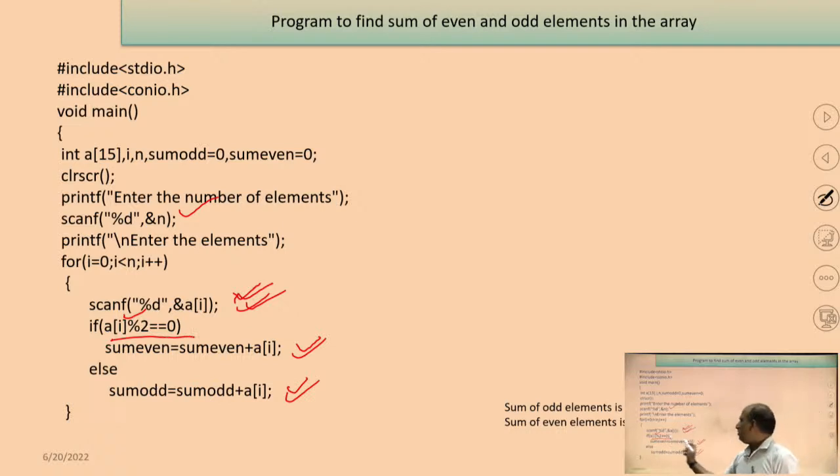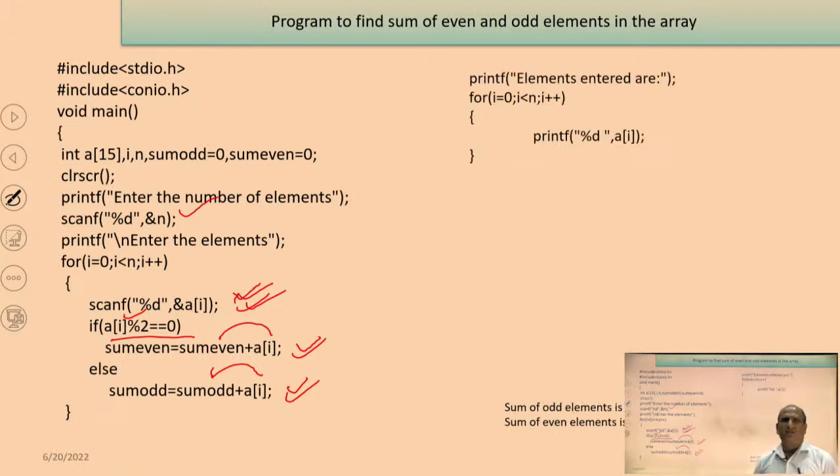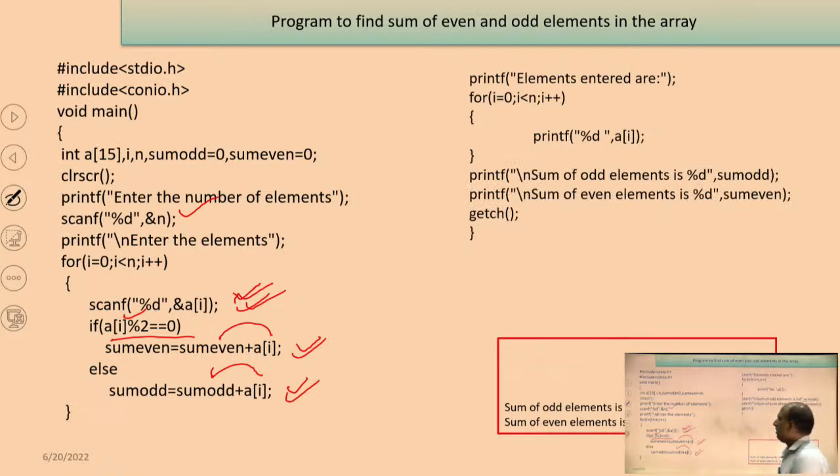If it is divisible by 2, the element is added to the even sum, sum even, otherwise it is added to the odd sum. Okay, this way you can find the sum of all the even elements or odd elements, and after that we may print it by this printf function. By this printf function, the sum of all the odd elements has been printed by sum odd, and all the even elements by sum even. This way you can find the sum of all the even and odd numbers of an array.